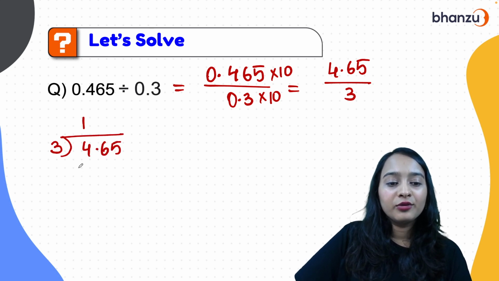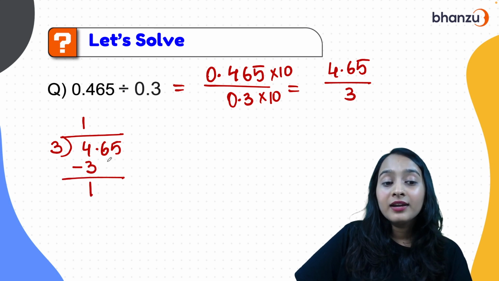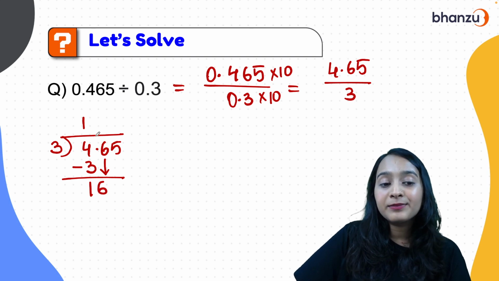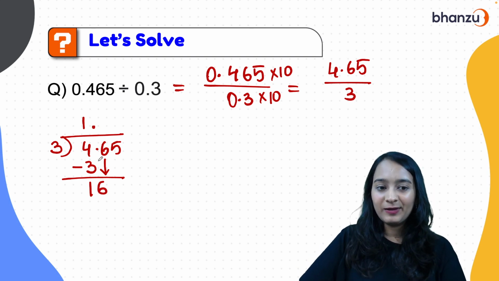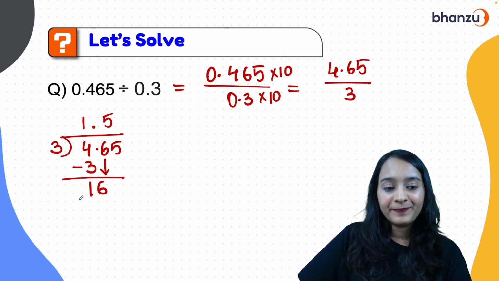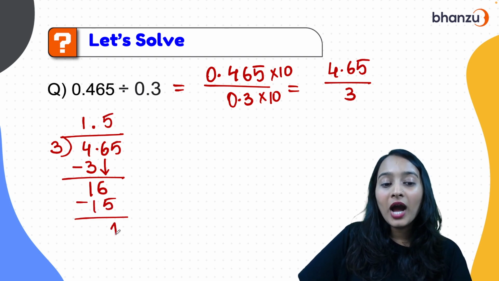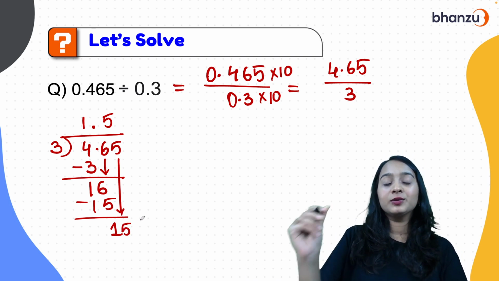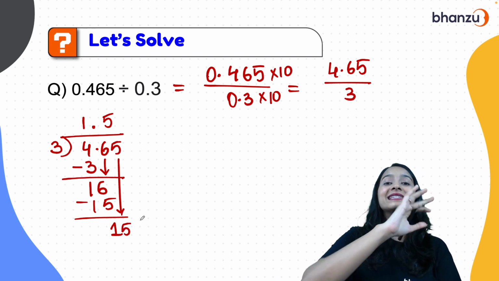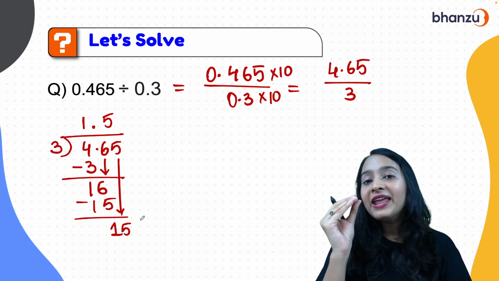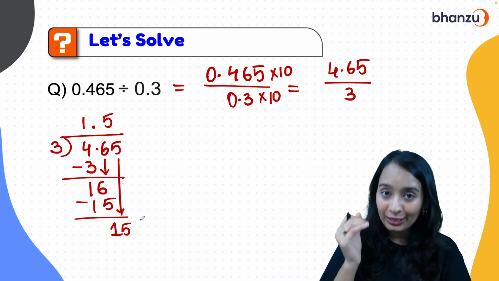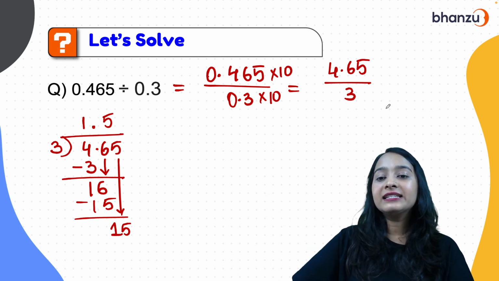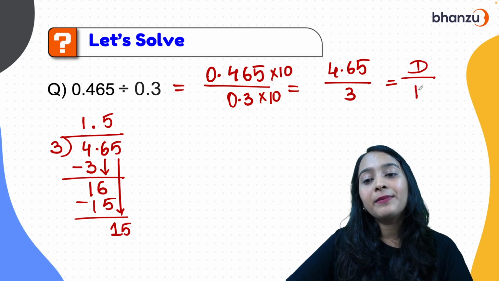4.65, 3 into 1 is 3, 1. Now what are you doing? You're bringing down a number after the decimal point, so immediately keep a decimal point here. 3 into 5 is 15, 1. And then again what do we have to do? Again bring down the decimal point. So please remember, the procedure is the same for all of them. Whenever you have a decimal in the denominator, convert that into a whole number and then it will just become division of a decimal by a whole number.